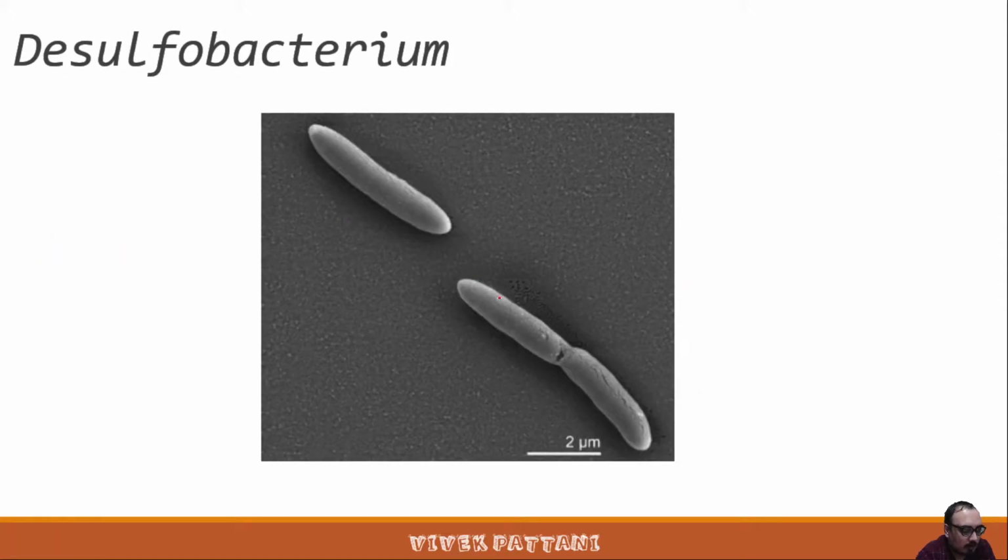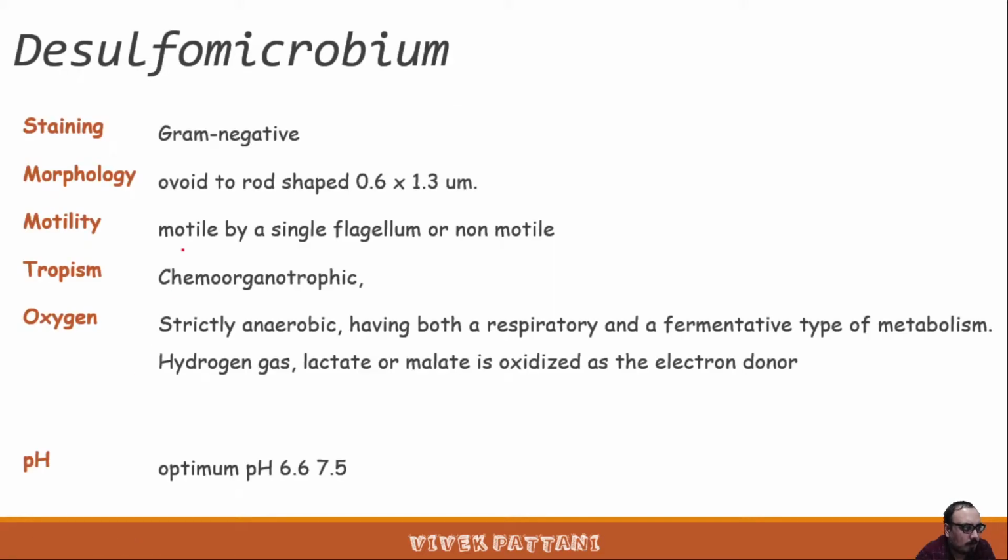This is a photograph of Desulfobacterium. Now the next one is Desulfomicrobium. They stain gram-negative, with morphology from ovoid to rod shaped, and are motile by means of a single flagellum. They are chemoorganotrophs and strictly anaerobic, and have both respiratory and fermentative types of metabolism.